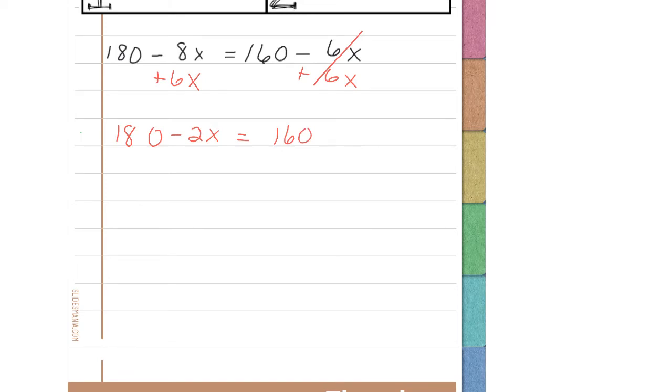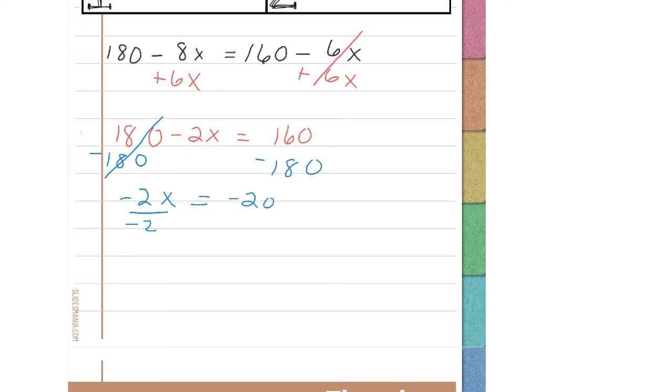Now I have all of my x's on one side. Now I need to get all of my numbers to the other side. So I'm going to start with 180. What is the opposite of positive 180? Well, that is negative 180. 180 minus 180 reduces to 0. And then I have negative 2x is equal to 160 minus 180 reduces to negative 20.